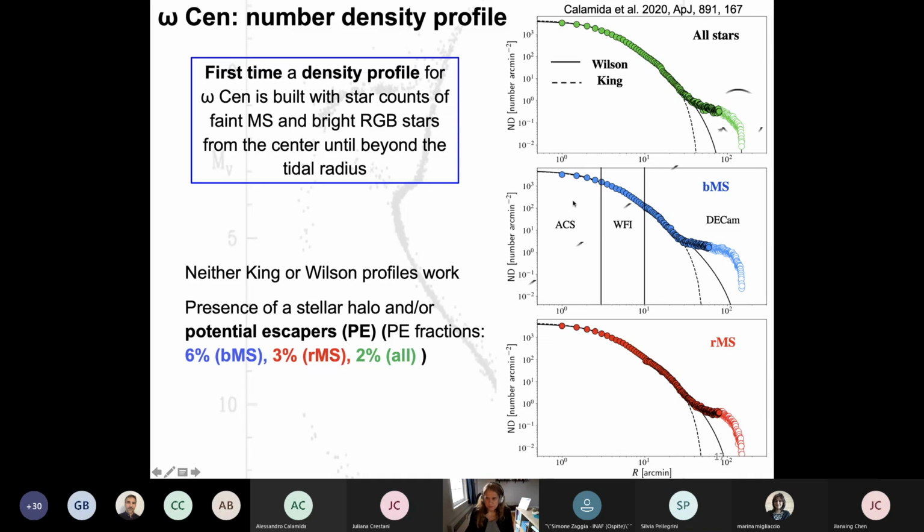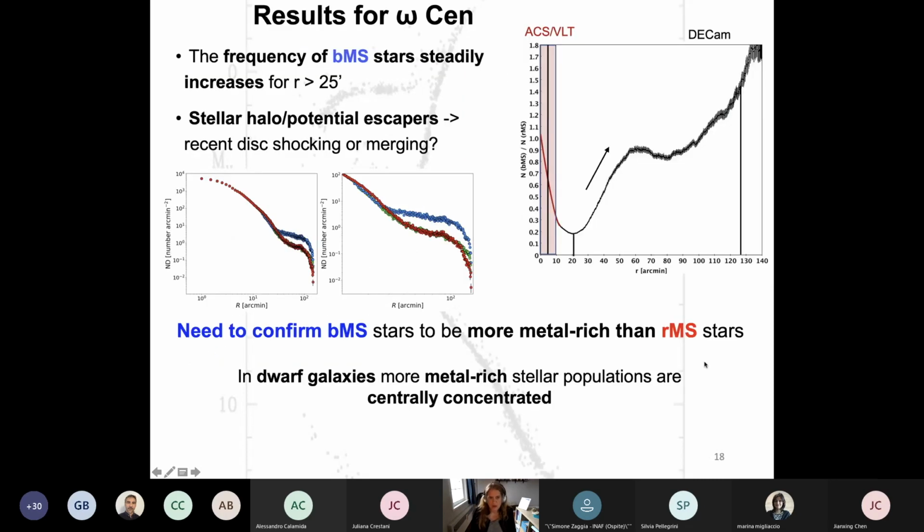Also, you see there are some stars that belong to the cluster but are shown here as empty dots, which we call potential escapers, or a stellar halo around the cluster. If you look at these three plots, there are more potential escaper stars belonging to the blue main sequence. But this was kind of expected, since we saw that the blue main sequence stars have a more extended spatial distribution in comparison to the red main sequence stars.